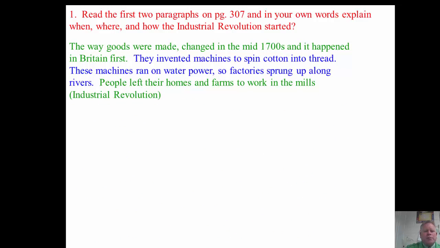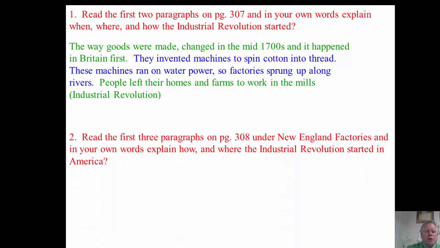Here's what I came up with. The way goods were made changed in the mid-1700s, and it happened in Britain first. They invented machines to spin cotton into thread. These machines ran on water power, so factories sprung up along rivers. People left their homes and farms to work in mills. And this is the Industrial Revolution.